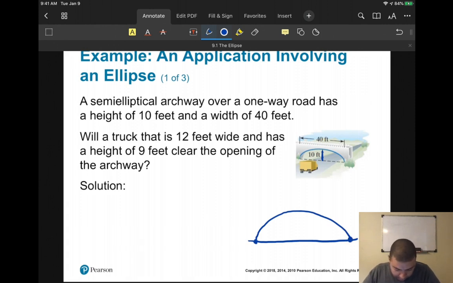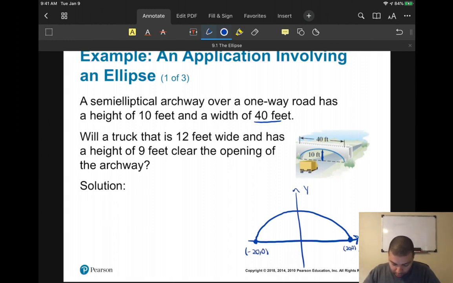So my ellipse is 40 feet wide. I'll place my coordinate system in the middle, so my x and my y. So that's going to be minus 40, 0. Excuse me. It's 40 feet wide, so that means it's 20 to the left, 20 to the right. So this is minus 20, 0, and this is 20, 0.